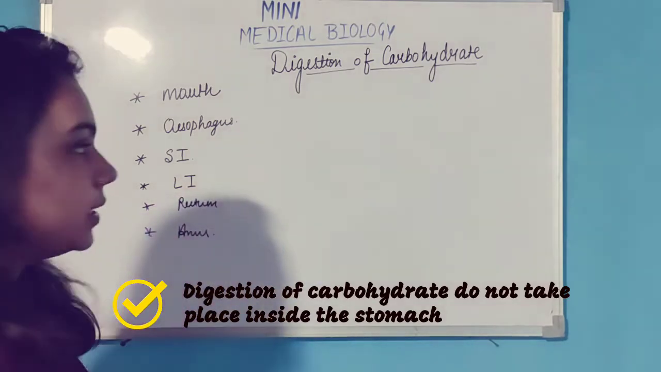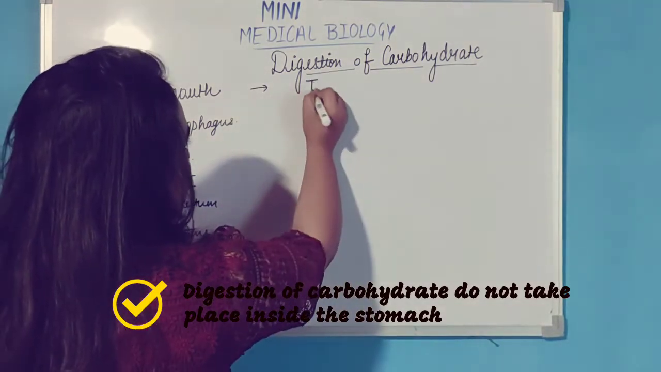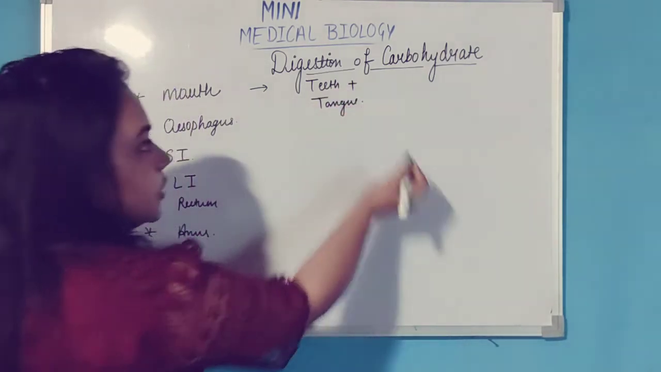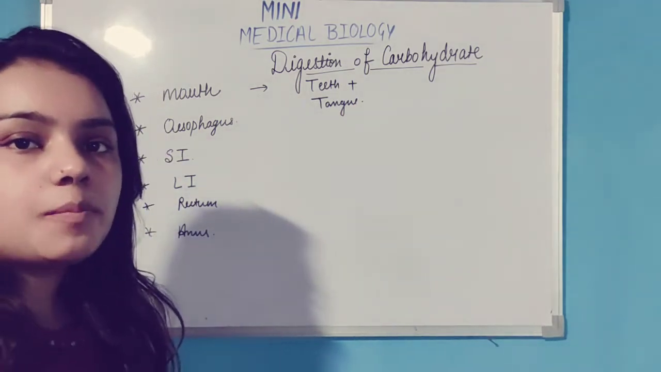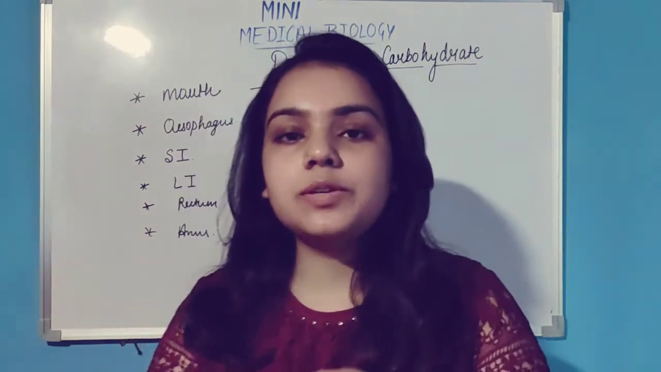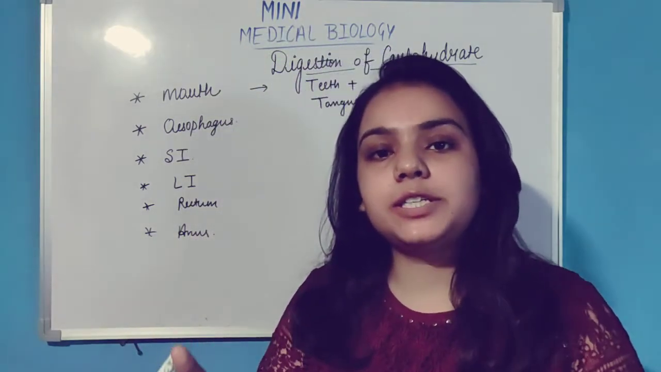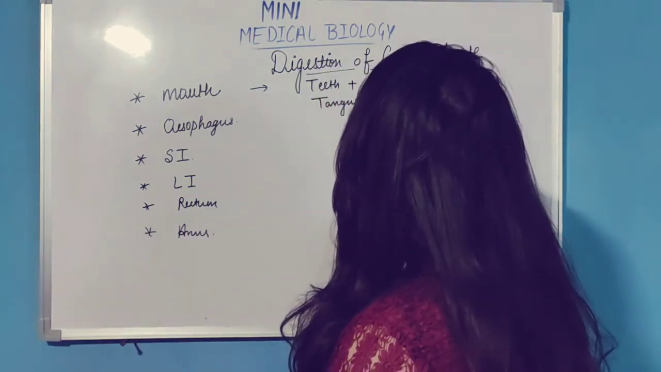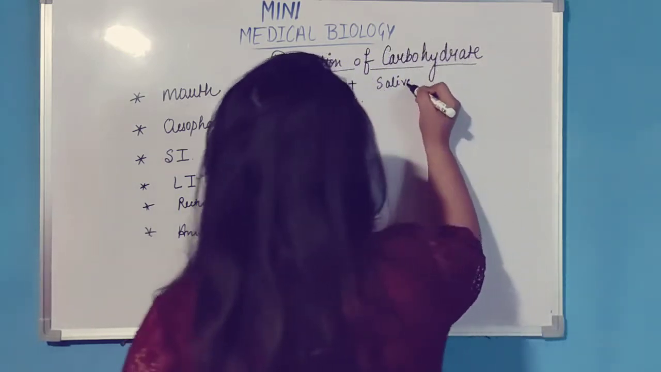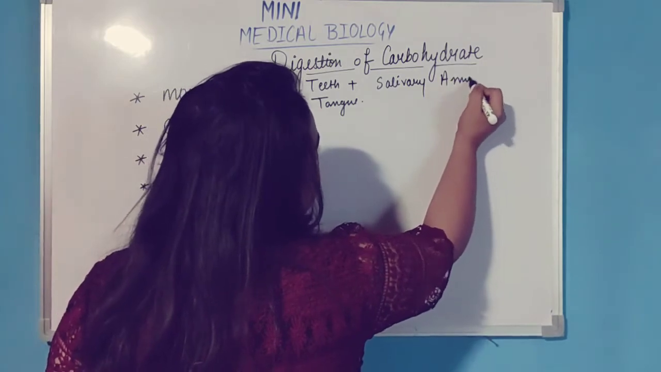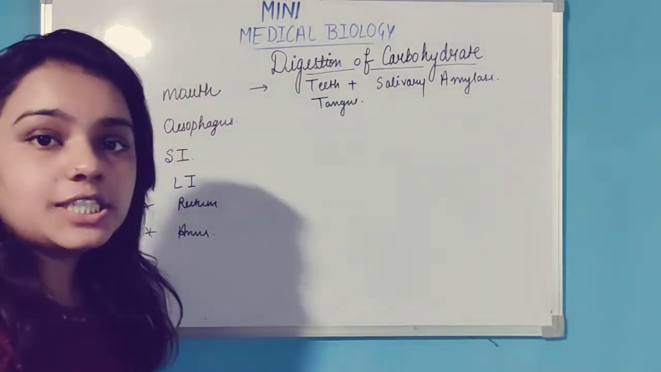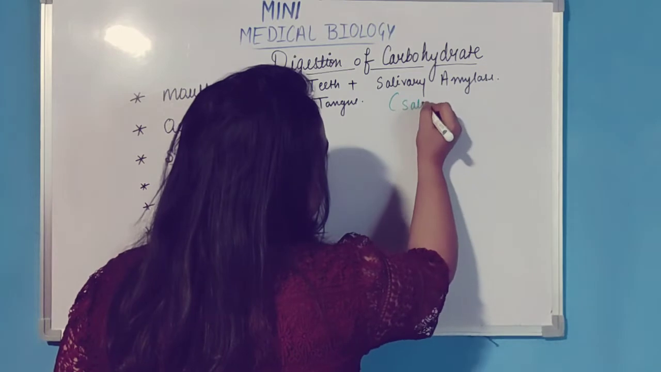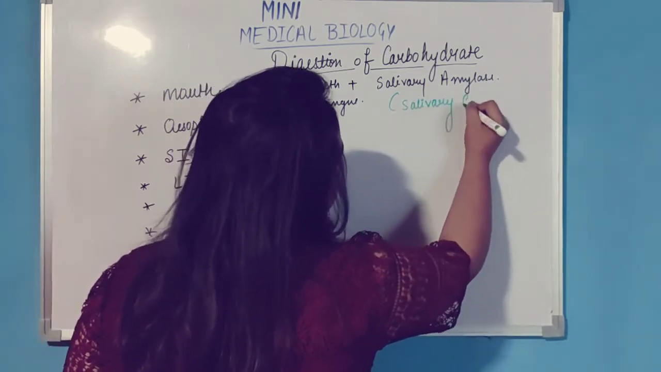What is the function of the mouth here? As I told you, the mouth is comprised of teeth and tongue, which help in mixing the food properly, chewing and grinding it. It will break down the food mechanically into different portions, and that food is acted on by the salivary amylase enzyme, which is secreted by the salivary gland.